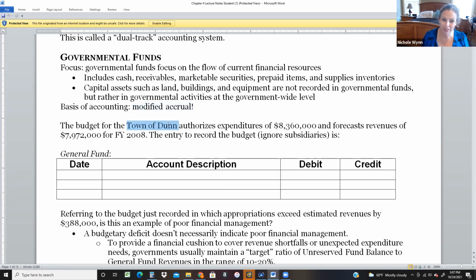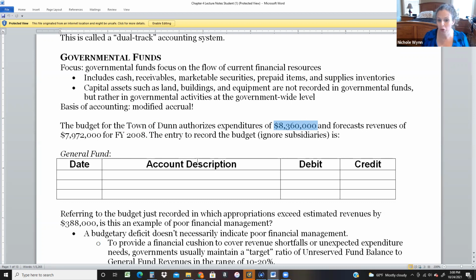So we're going to start off with Town of Dunn, named after one of my students that I was teaching when I was creating these notes. And so the budget for Town of Dunn authorizes expenditures of $8,360,000 and forecast revenues of $79,772.